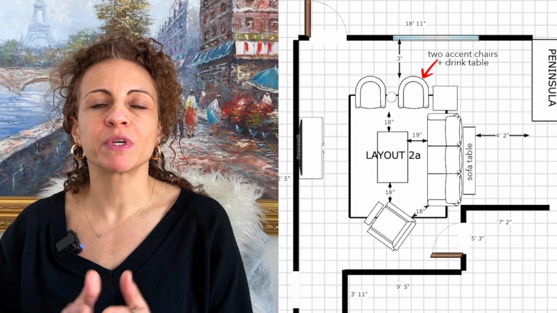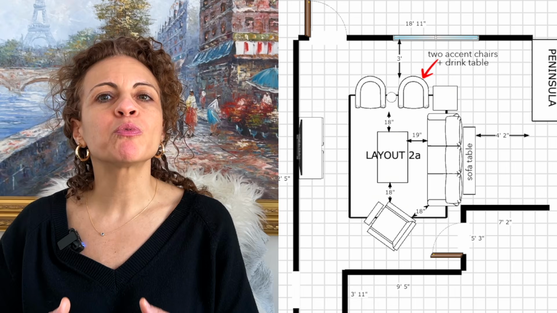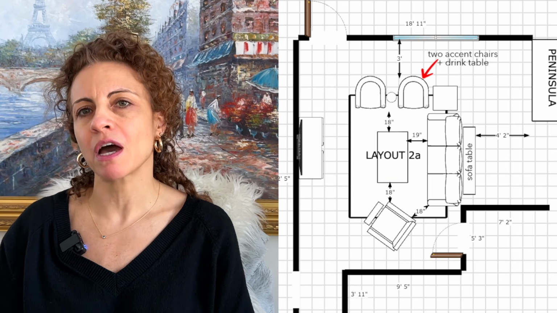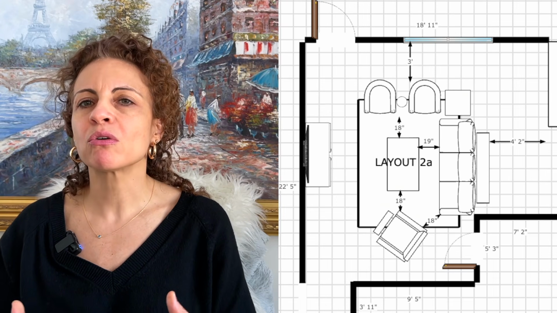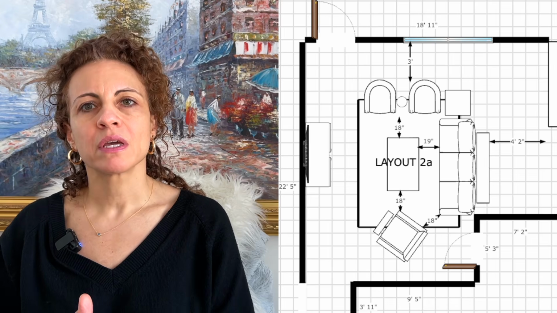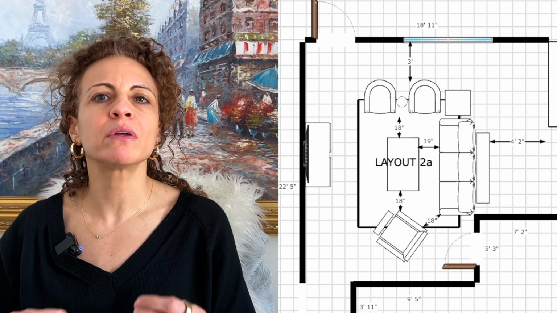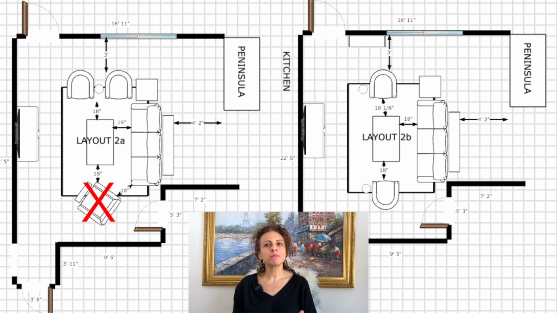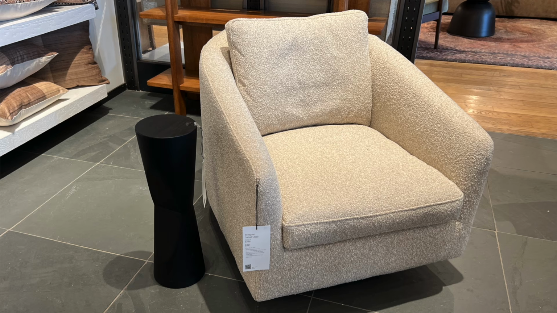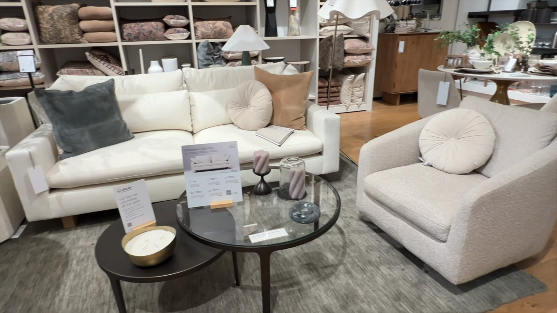This layout works because it lightens the visual weight, improves the sight lines, and keeps the conversation flexible. It also feels more elevated. It still protects the walkways, but repeats the scale. We can eliminate the recliner, it would change the layout, and then we could have 2 swivel chairs opposite each other with a drink table on either side.